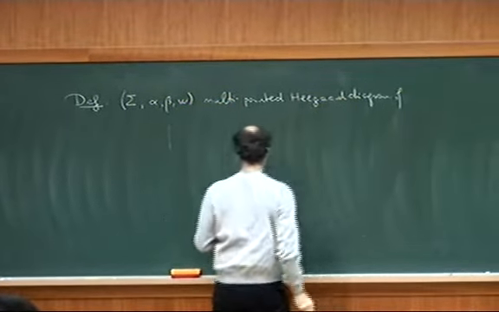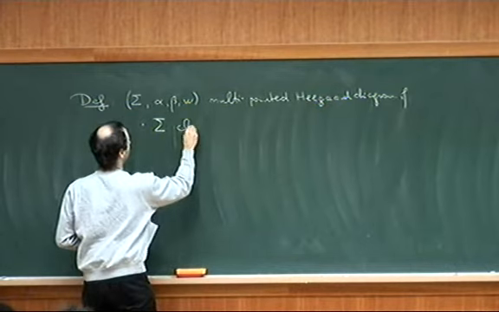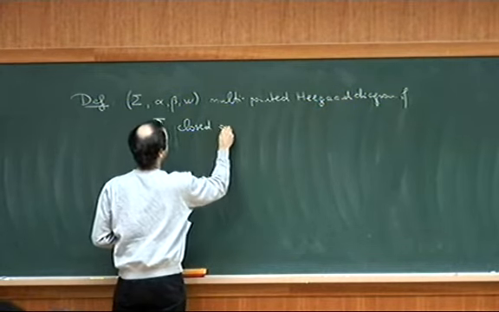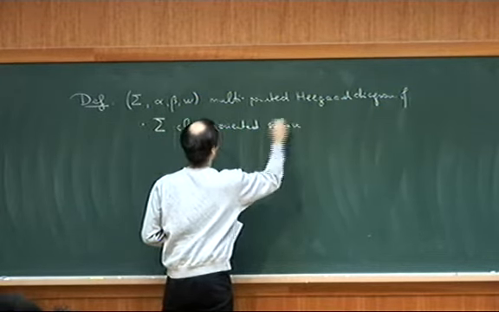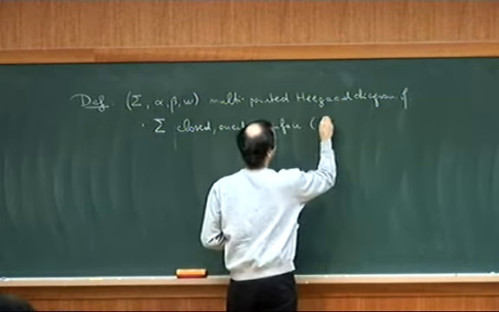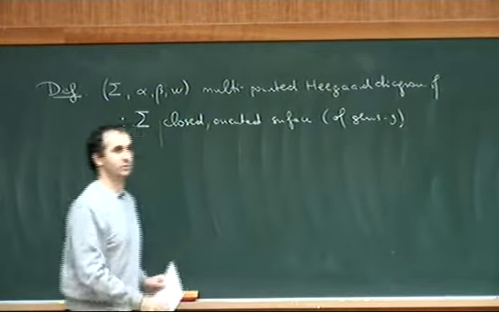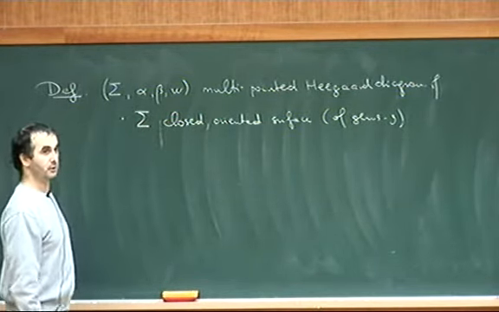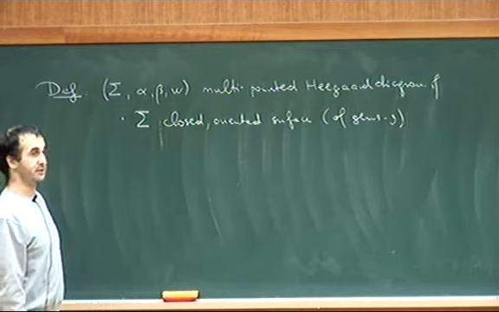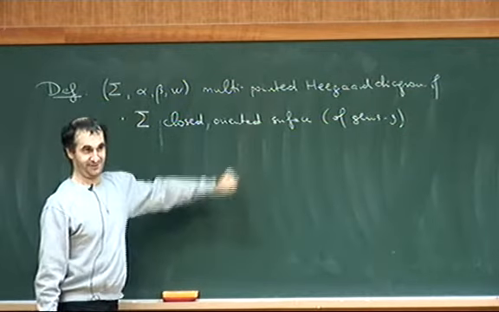if the following happens. First of all, sigma should be a closed oriented surface. So it's a genus g surface. I don't think I will use this fact, or the genus, ever. I think you should explain the notation, so that's what I'm doing now. So sigma is a closed oriented surface.